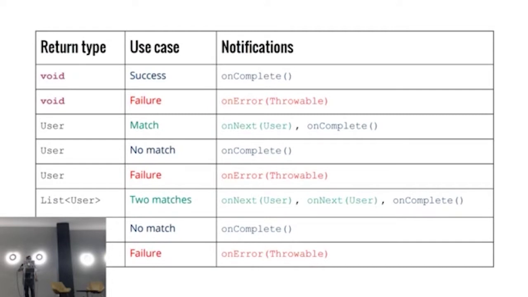For that, sorry, we're going void to item. So for user items: match, no match, and failure. And then finally for collections, we have two matches here. We'll call onNext, we'll get the user, onNext, and then onComplete. For no match, just onComplete, and then for failure, onError. Pretty simple. But we're going to keep going back to this pattern here, which is void, item, collection.